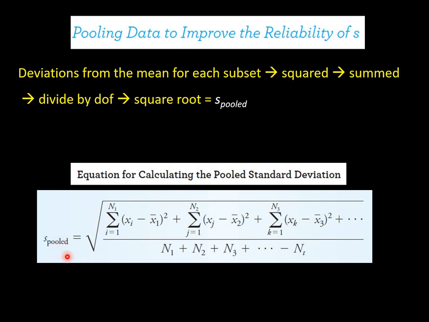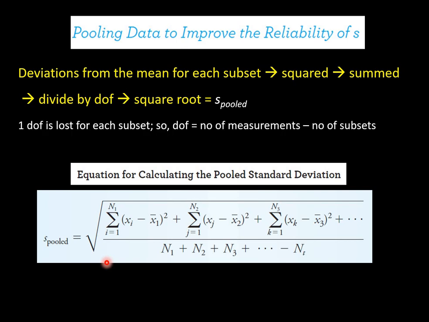Right? So for degrees of freedom here, 1 degree of freedom is lost for each subset, as we have seen: n minus 1 for the first one, n minus 1 for the second, and so on. Of course, the n values may be different. Now, 1 is lost for each subset, and you have to count how many subsets there are, and that number is subtracted from the total number of measurements. So the degrees of freedom is equal to the number of measurements minus the number of subsets. It will be even more clear after the example.